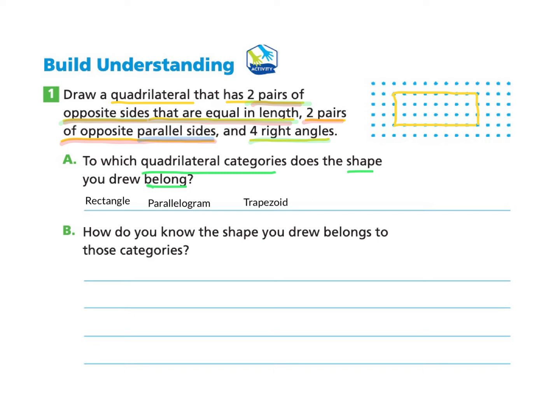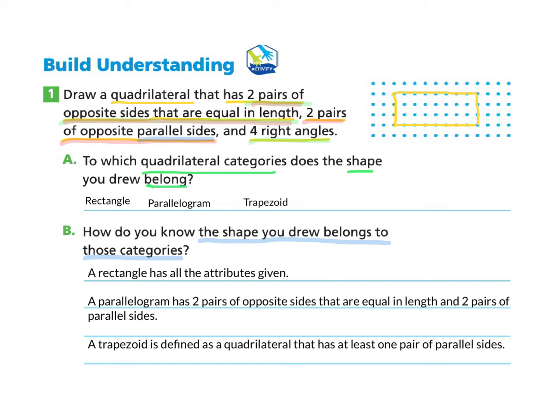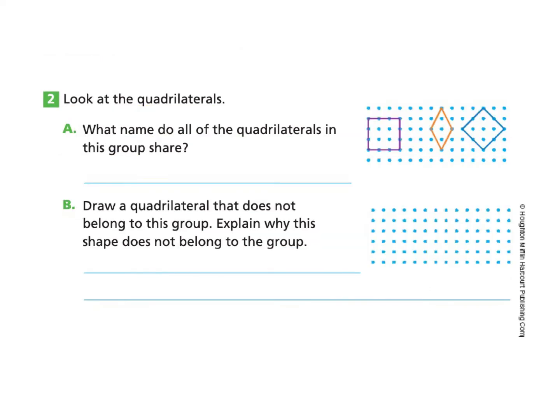Part B asks, how do you know the shape you drew belongs to those categories? Just as above, I can explain my thinking. A rectangle has all the attributes given, which just means that all of this information here are the attributes for a rectangle. A parallelogram has two pairs of opposite sides that are equal in length and two pairs of parallel sides. And a trapezoid is defined as a quadrilateral that has at least one pair of parallel sides. Let's take a look at part 2.